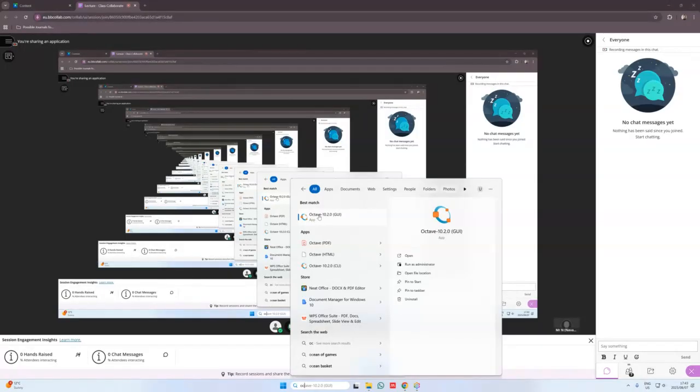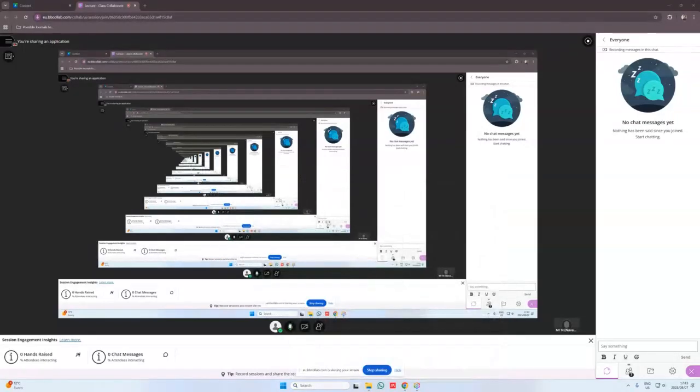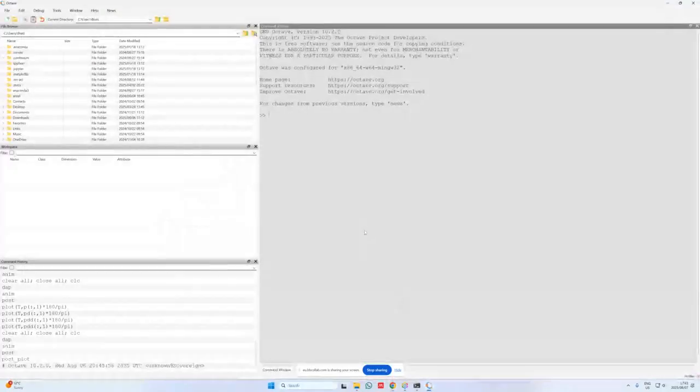But in any case, if it's your first time working with Octave, you'll download version 10.2.0, and you're going to access the Octave 10.2.0 GUI. This is the actual user interface of Octave that we want to use. Right, so opening this up, you will probably be greeted with something similar to this command window that you see over here.